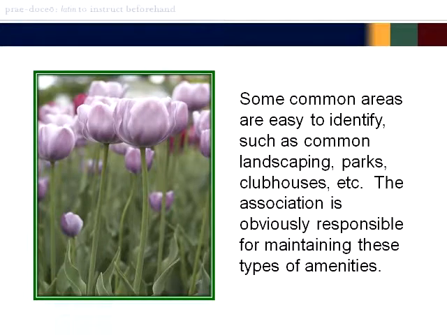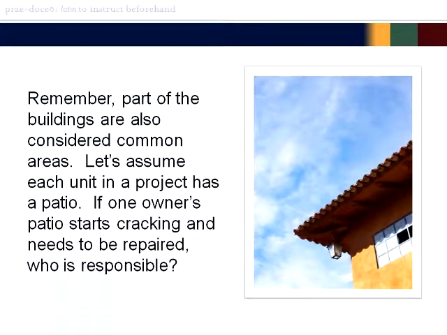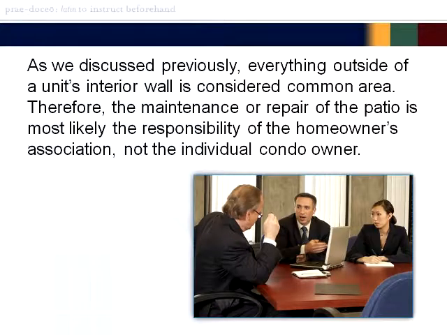Some common areas are easy to identify, such as common landscaping, parks, clubhouses, etc. The association is obviously responsible for maintaining these types of amenities. Remember, part of the buildings are also considered common areas. Let's assume each unit in a project has a patio. If one owner's patio starts cracking and needs to be repaired, who is responsible? As we discussed previously, everything outside of a unit's interior wall is considered common area. Therefore, the maintenance or repair of the patio is most likely the responsibility of the homeowners association, not the individual condo owner.